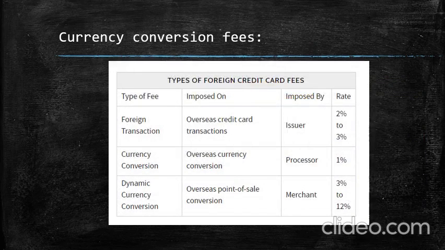Now, what you also need to be aware of is that when you are going to be using foreign currency, there's normally going to be a currency conversion fee, which is given as a percentage. And that's something that you'll have to calculate. Remember that the bank or the company or the forex place where you're going to exchange your money is going to take some of your money as a conversion fee.